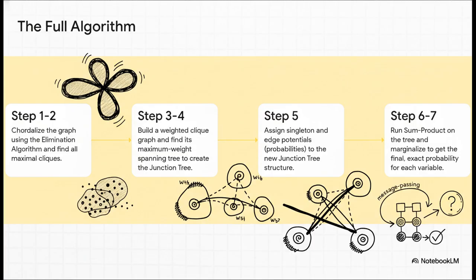Then you build the new structure. You lay out all your cliques and figure out the strongest, most important connections between them to form that perfect loop-free junction tree. And finally, you put that new tree to work. You load all your original probability data onto it, and then you let the clusters talk to each other, passing messages back and forth until all their beliefs line up perfectly. Once everyone's on the same page, you can just ask any cluster for the exact probability of any clue you want. And just like that, case closed.